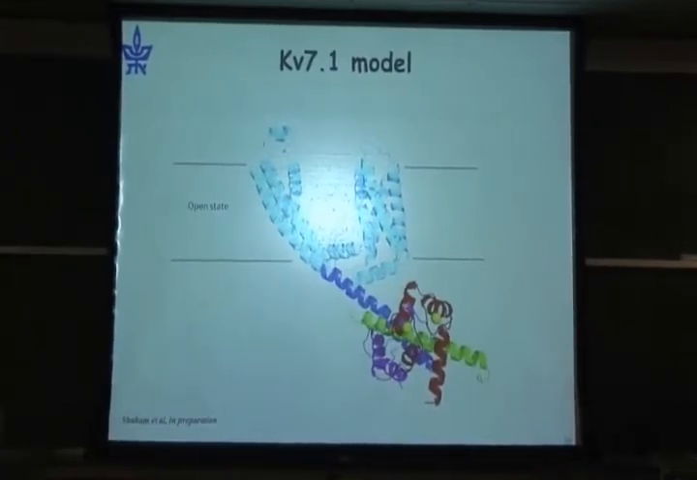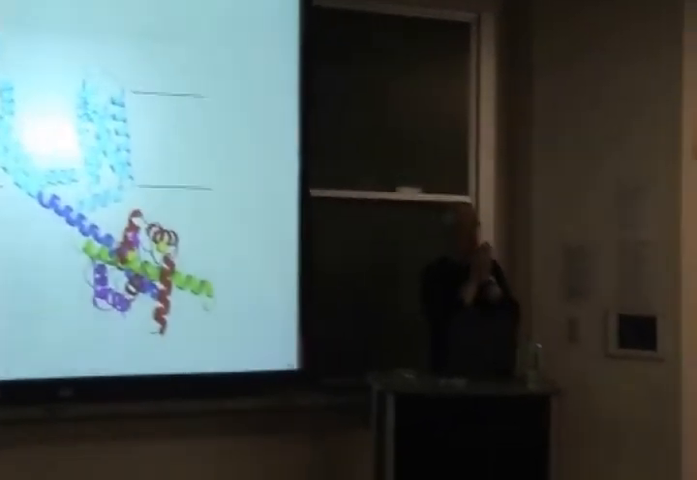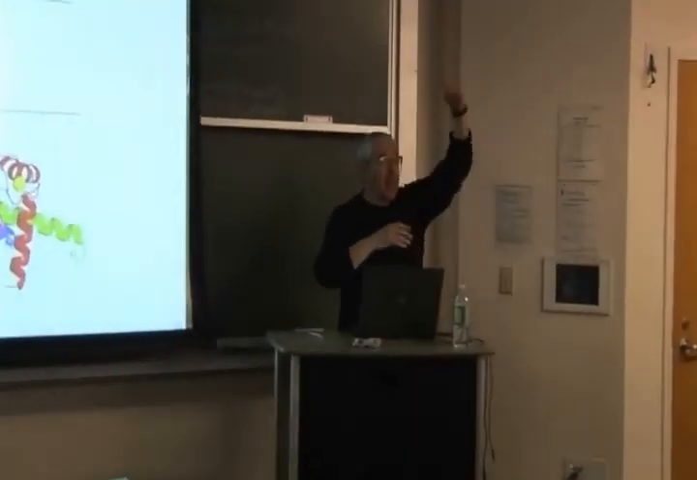Everything is fine, except that calmodulin is binding to helix A and B of the very same subunit.